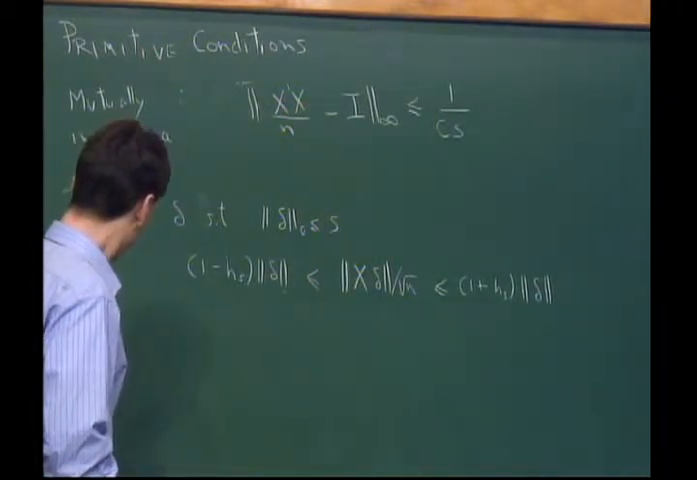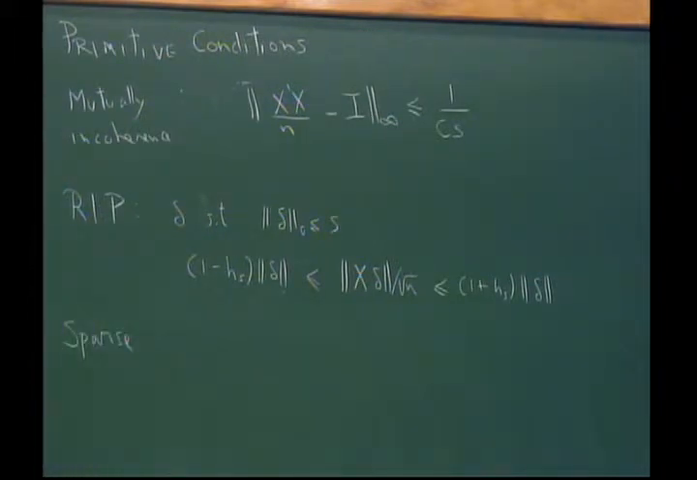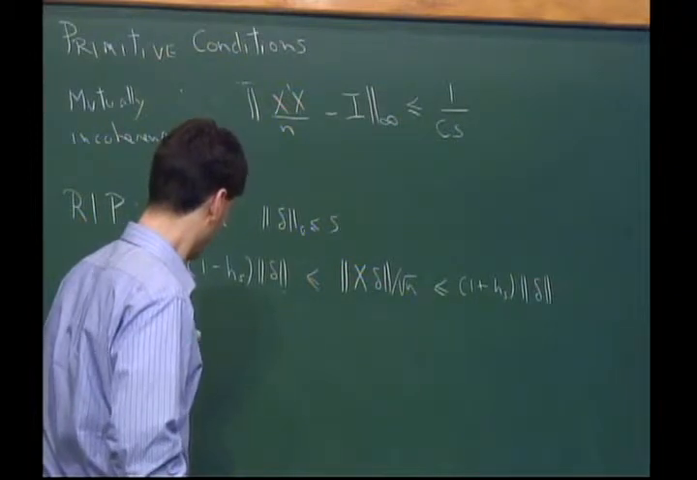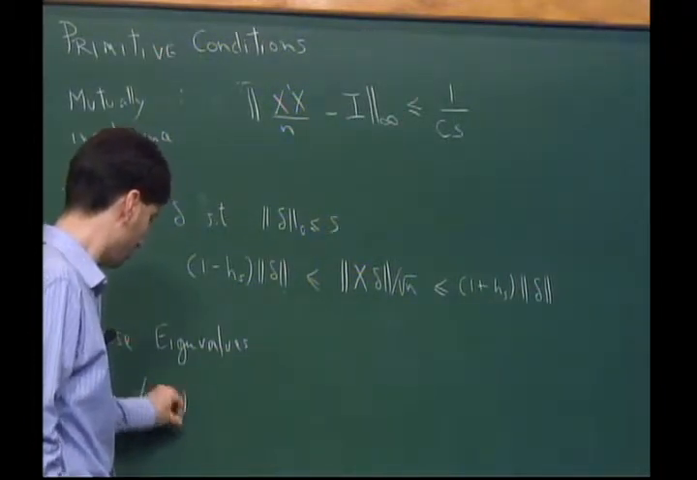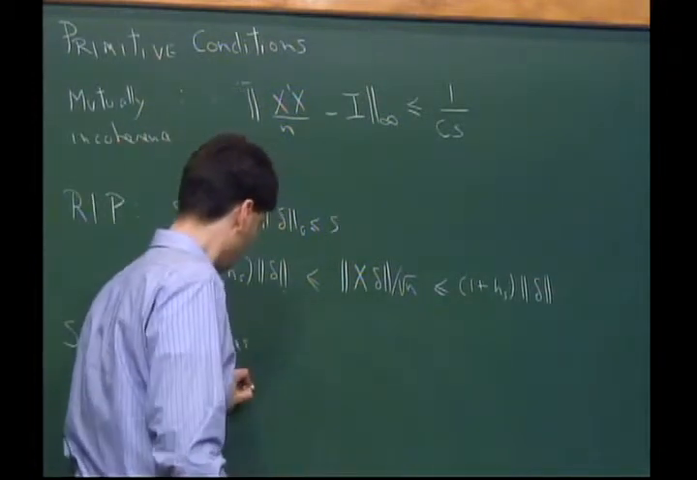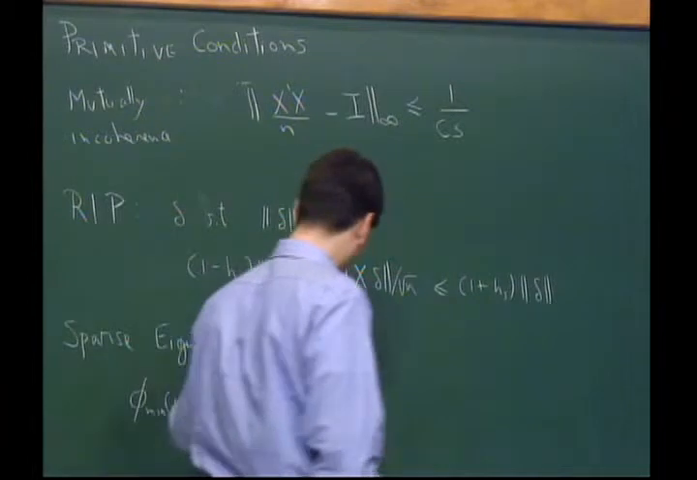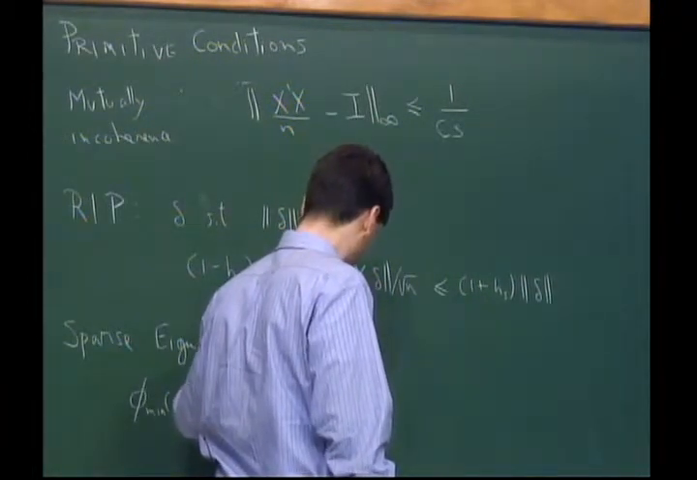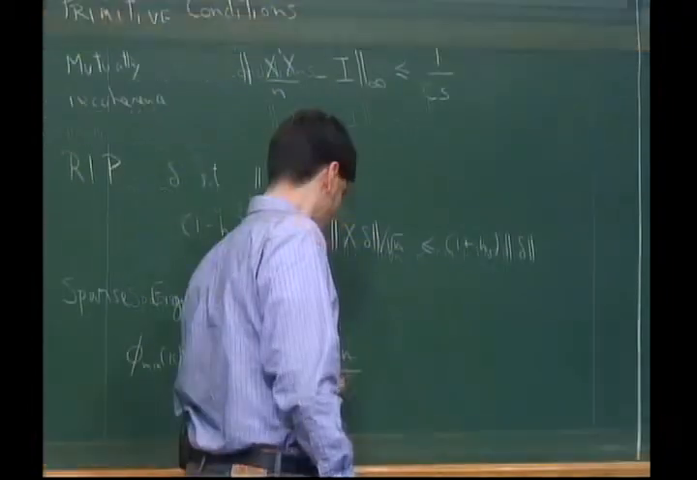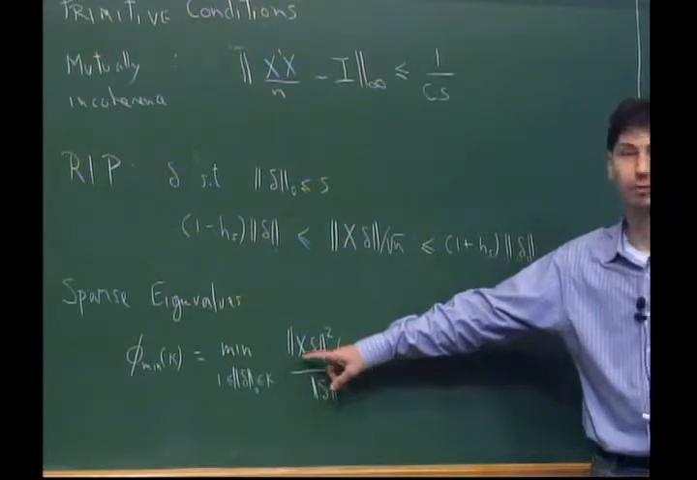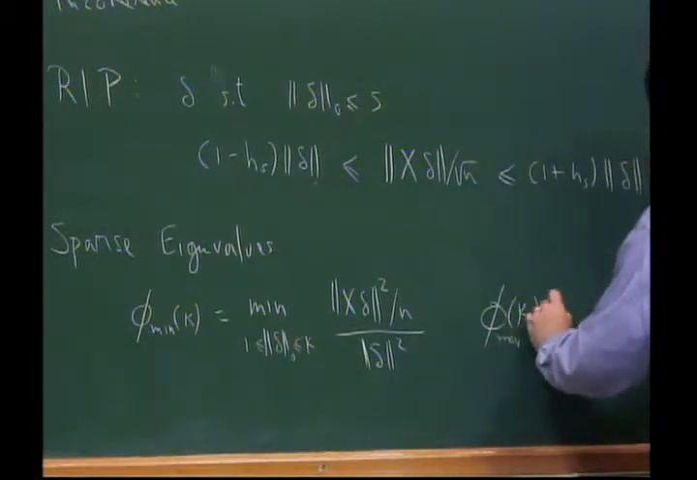The ones I typically use when I want to cover more econometric applications are conditions based on sparse eigenvalues. The idea is that you define the minimum sparse eigenvalue of order k to be the minimum over sparse vectors up to order k, essentially of the quadratic form associated with X transpose X over N. And you define the maximum sparse eigenvalue accordingly.